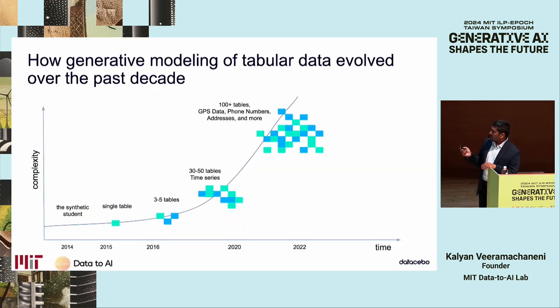So just to give you the progression, summary of the progression that we had, we started with the synthetic student, which was very customized to one particular type of data. And then we went from single table to 3 to 5 tables to 30 to 50 tables and time series. And now we can do up to 100 plus tables. And we can model GPS data, phone numbers, addresses. We can create realistic looking addresses, phone numbers, and other kinds of data as well.